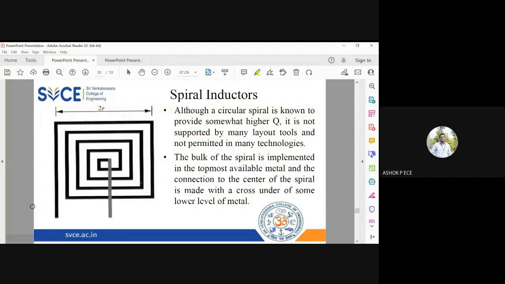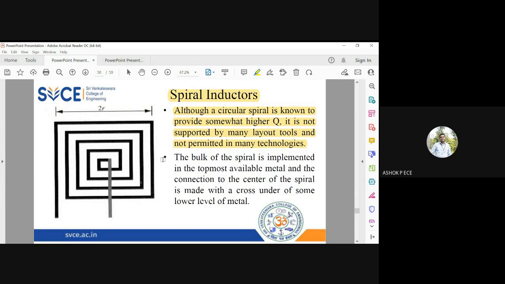So this diagram, what you see, is the spiral inductor, which is very frequently used in RF circuits. Even though its size is also big, at least this inductor can provide a very good replacement for the actual inductors. Although the circular spiral is going to have a very high Q, many technologies are not supporting the fabrication of circular spiral inductors.